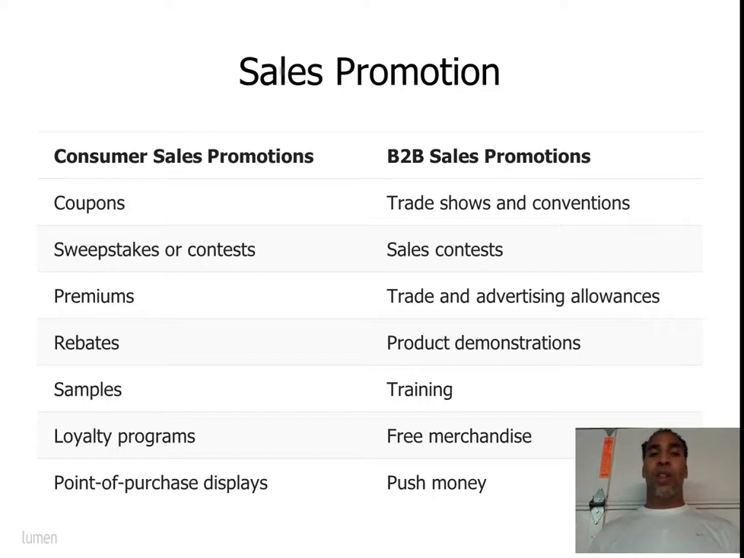Sales promotion. On the left side, you see the consumer sales promotions: coupons, sweepstakes, premiums, rebates, things of that nature. In business-to-business sales promotions, you have trade shows and conventions, sales contests, product demonstrations, training, things of that nature.